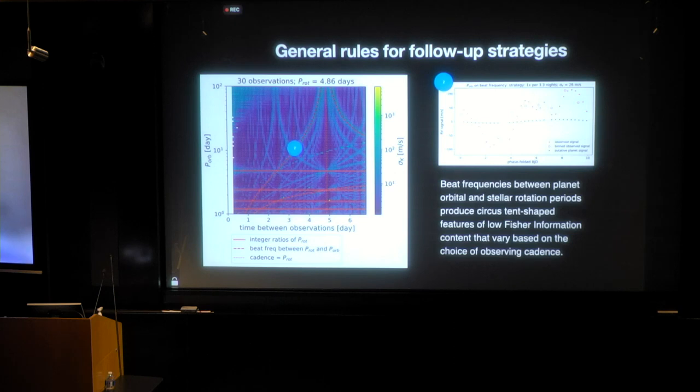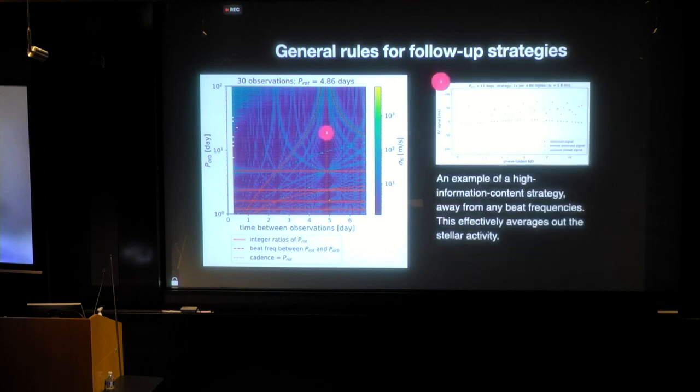Another way that a strategy can be bad is if you're on one of these complex swoopy things, and this is where the value, I think, of Gatsby, of this work, comes in. This is less obvious and a little harder to compute, and so if you're on one of these lines, then you're also in for a bad time. Your expected value for your sigma K, your uncertainty on the radial velocity semi-amplitude that you observe, is similar to that when you observe on these horizontal lines, which are a little bit more obvious to avoid.